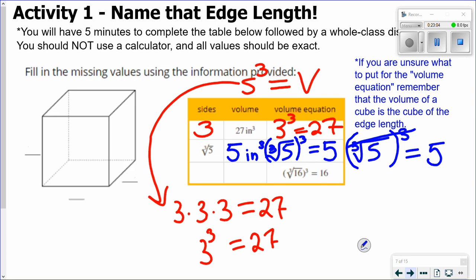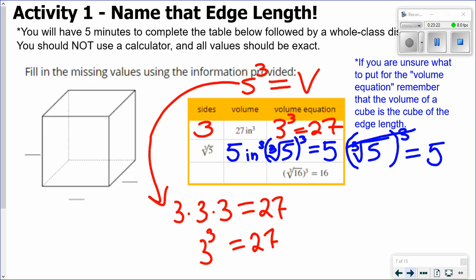So again, just as squares and square roots undo each other with our area formula, cubing and cube roots undo each other within our volume formula. So if the side length is the cube root of 5, then we undo it with cubing, and that leaves us with a volume of 5 cubic inches.